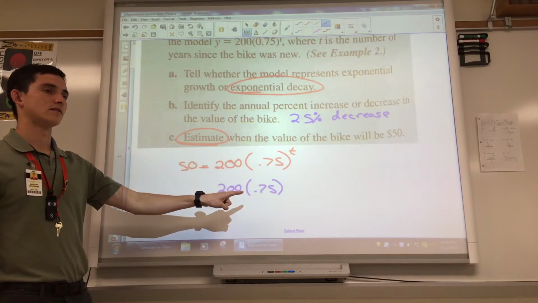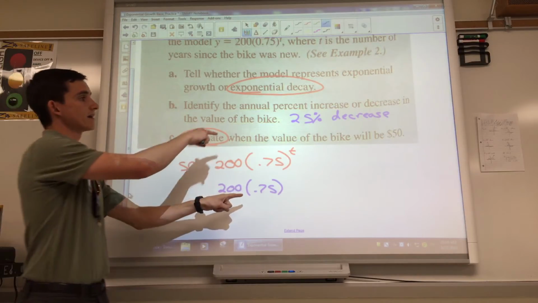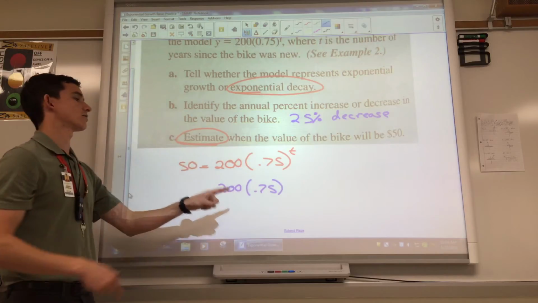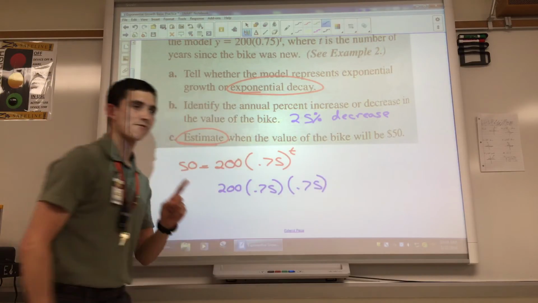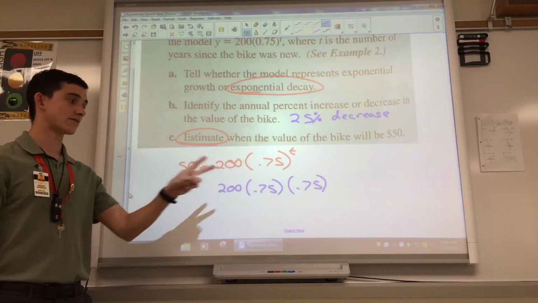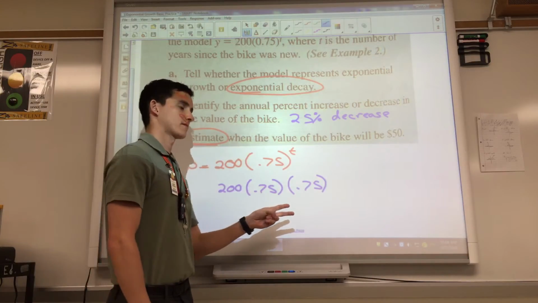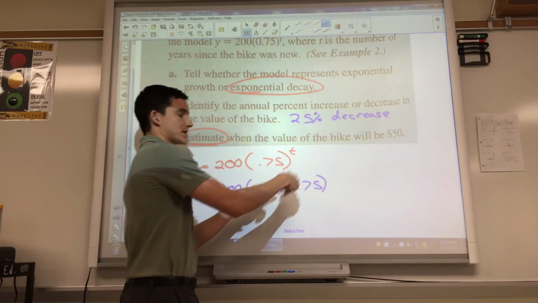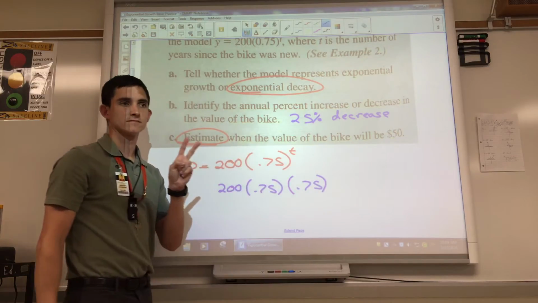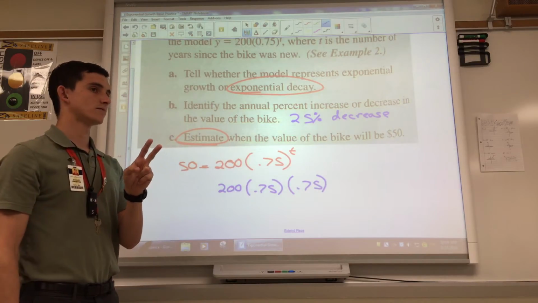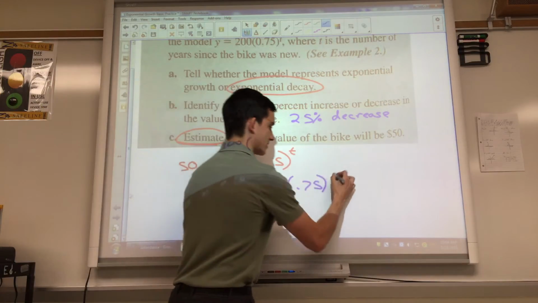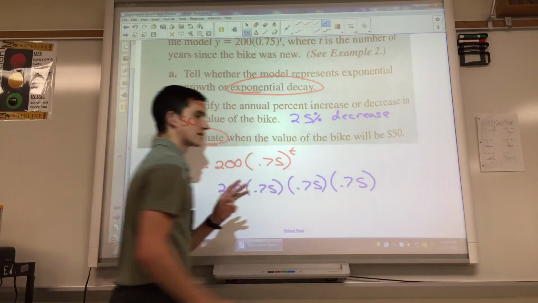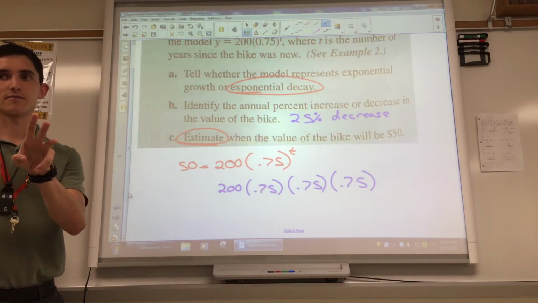It's 150. Is that at $50 yet? No. That's year 1. Year 2 would be times 0.75 again. What's 75% of 150 now? What's 200 times 75% times 75%? 112.5, so it's not 50. Do it one more time, just multiply by 0.75 again. So this is going to be 3 years at least so far.